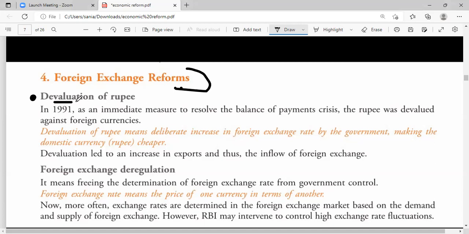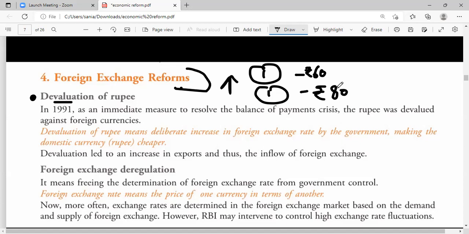Value means the cost of anything. Devalue means, for example, $1 is 60 rupees earlier, but now for $1 you have to pay 80 rupees. Right? So what is happening over here? The value of the dollar is increasing, but the value of the rupee is decreasing. So the first foreign exchange reform was devaluation of rupee.